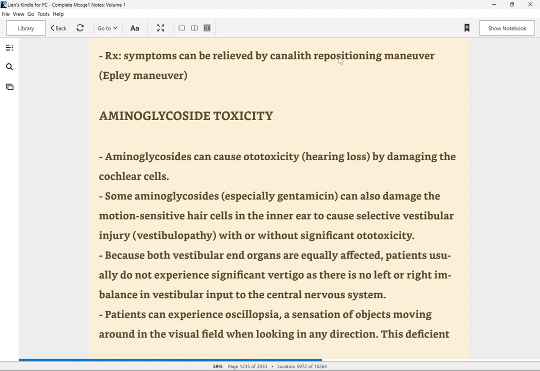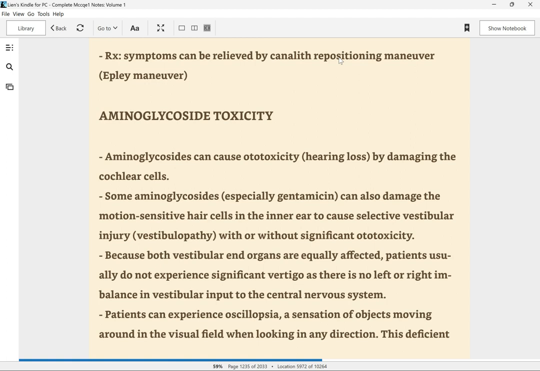Aminoglycoside toxicity: aminoglycosides can cause ototoxicity, hearing loss, by damaging the cochlear cells. Some aminoglycosides, especially gentamicin, can also damage the motion-sensitive hair cells in the inner ear to cause selective vestibular injury, vestibulopathy, with or without significant ototoxicity. Because both vestibular end organs are equally affected, patients usually do not experience significant vertigo as there is no left or right imbalance in vestibular input to the central nervous system.